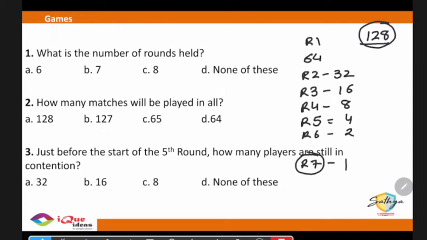And if I want to take a look at it, the number 128, because every match has 2 players in it, 128 is nothing but 2 to the power 7. So to get one winner out of 128, you simply need 2 to the power n rounds. Easy.